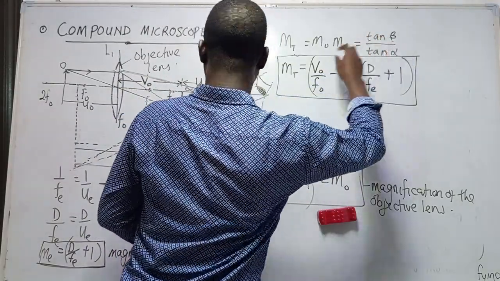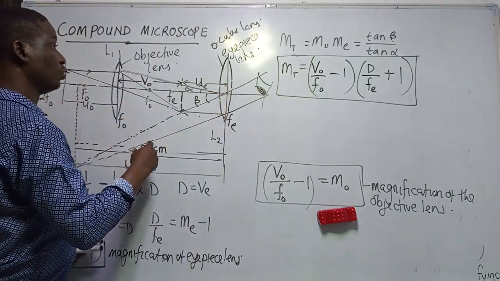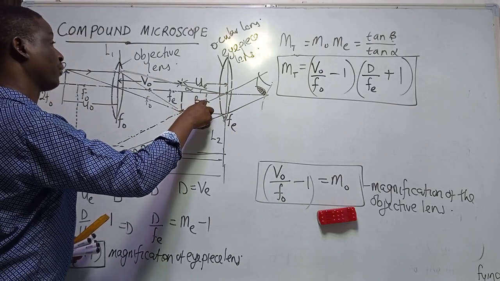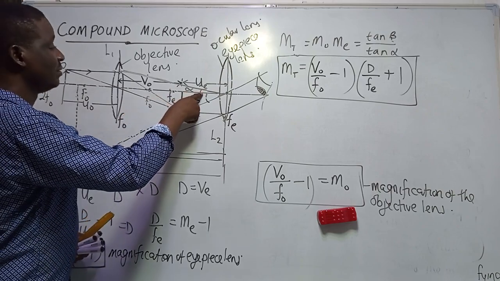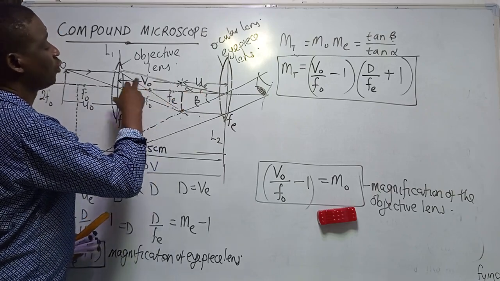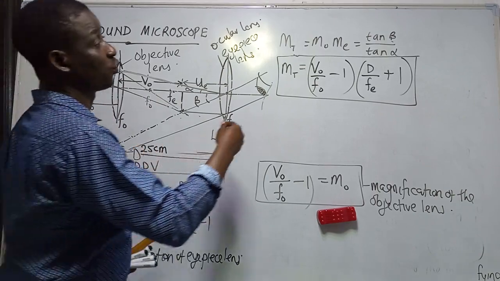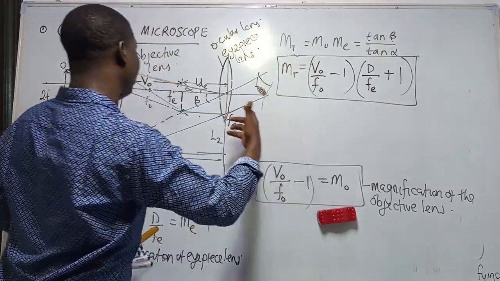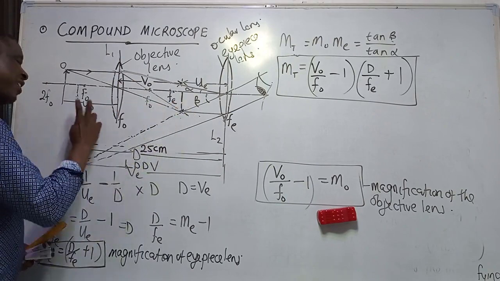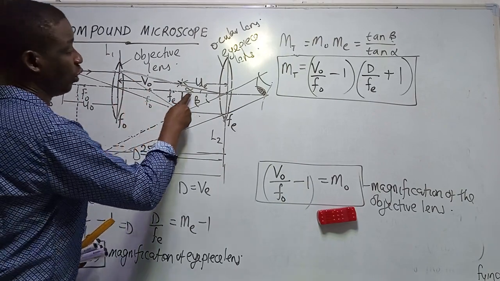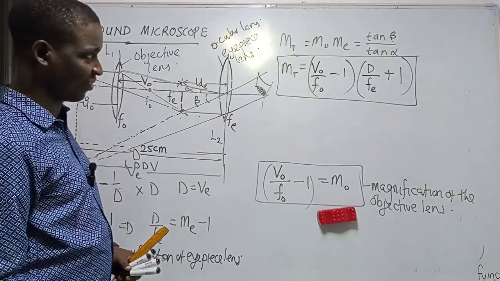The tan of the angle subtended by the final image to the tan of the angle subtended by the object. That means the ratio of angles: the final angle subtended by the final image to the tan of the angle subtended by the object. I said you can also get magnification by taking the ratio of the tan of the angle subtended by the final image to the tan of the angle subtended by the object. You still get the same answer.